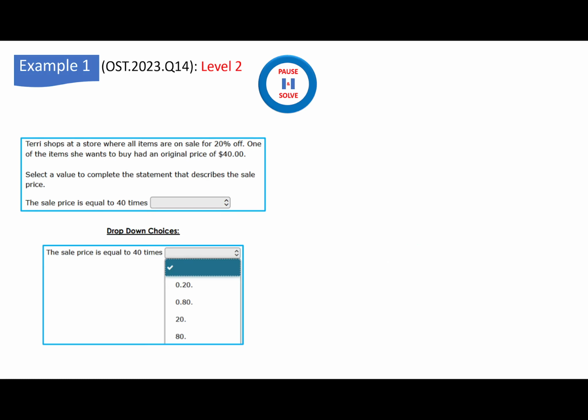Example 1. Terry shops at a store where all items are on sale for 20% off. One of the items she wants to buy had an original price of $40. Select a value to complete the statement that describes the sale price. The sale price is equal to 40 times what? And they give you these options here.